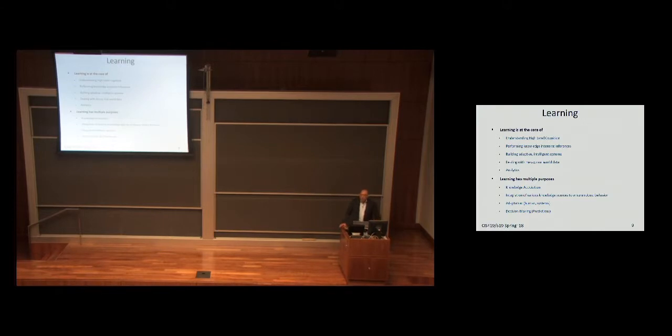So learning, the way we discuss it here, has multiple purposes. One of them is knowledge acquisition. We want to learn things. We want to be able to integrate multiple knowledge sources. You already saw this in the first example of the poem, that you need multiple knowledge sources in order to have a chance to even think about it. We want to be able to adapt. Systems want to adapt as new data comes in, humans also adapt. And we want to be able to support decisions or make predictions.